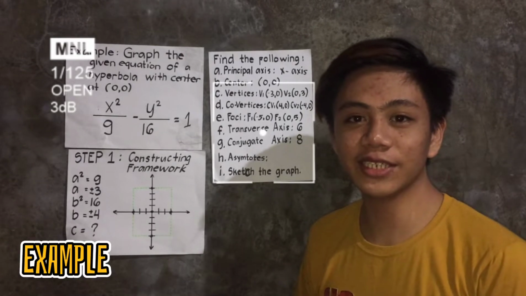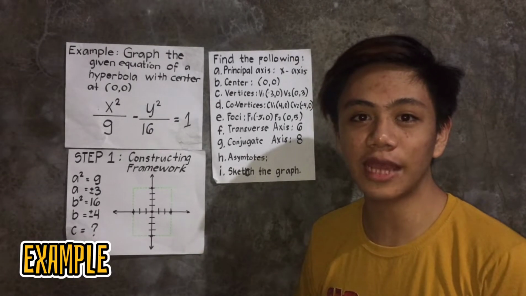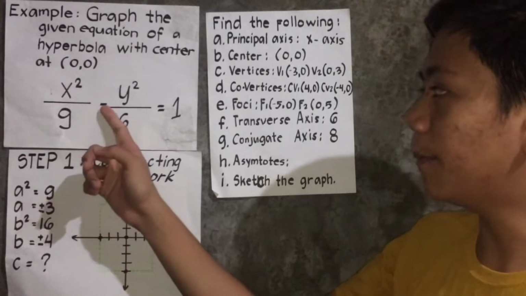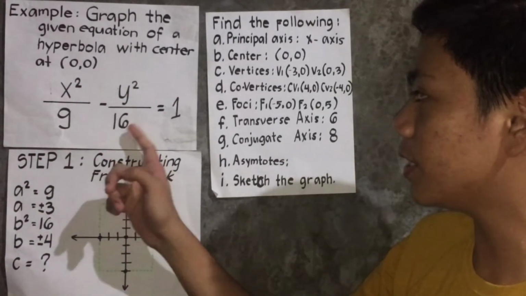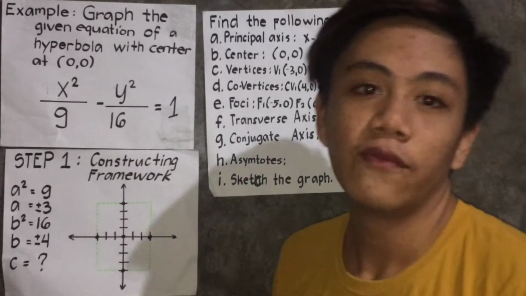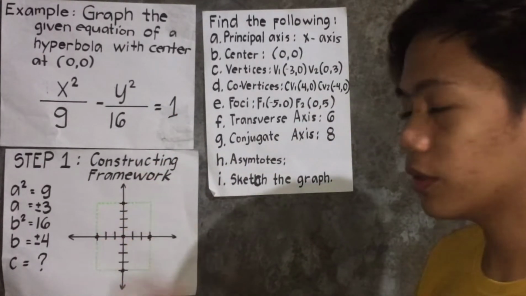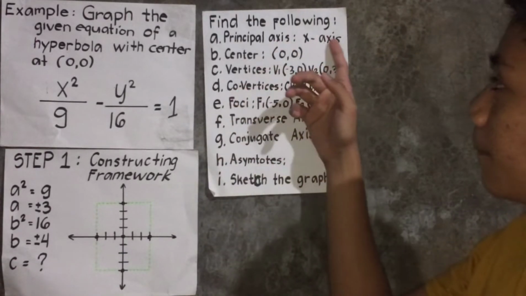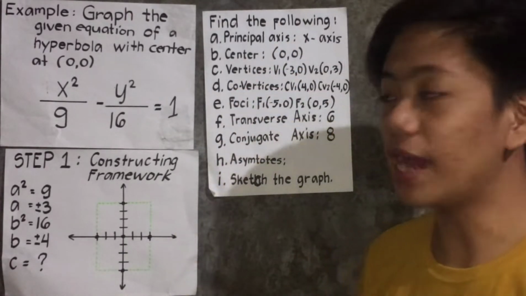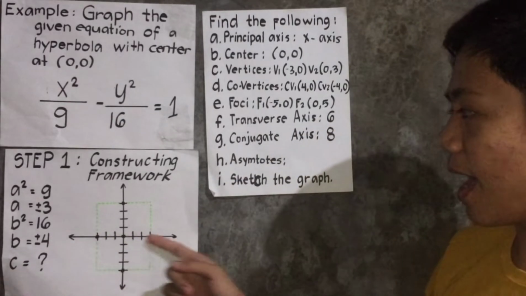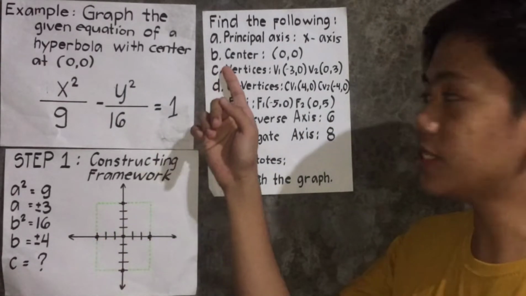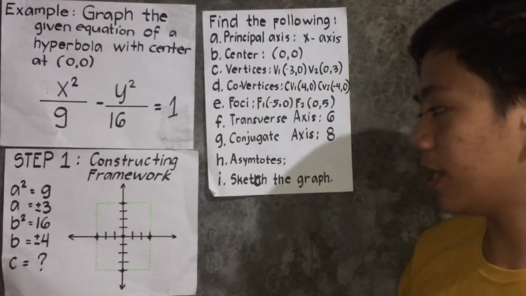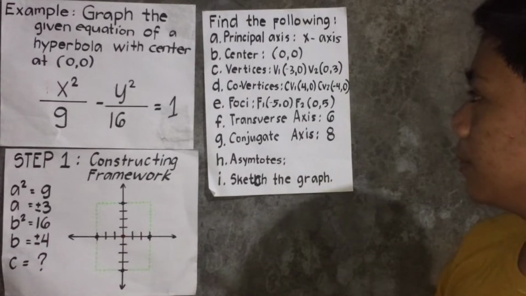Now, let's have an example of hyperbola with the center at the origin. x squared over 9 minus y squared over 16 is equal to 1. First step, let's construct the framework. But before that, let's find the following parts. The principal axis is located at x-axis. The center is 0, 0 because it is given that it is at the origin.